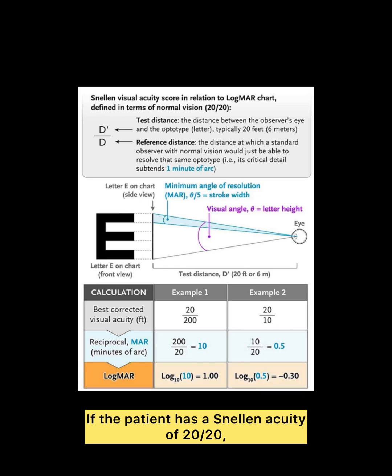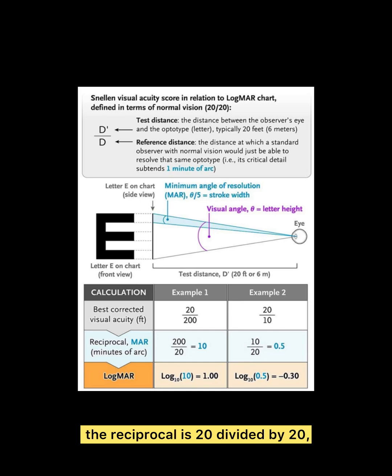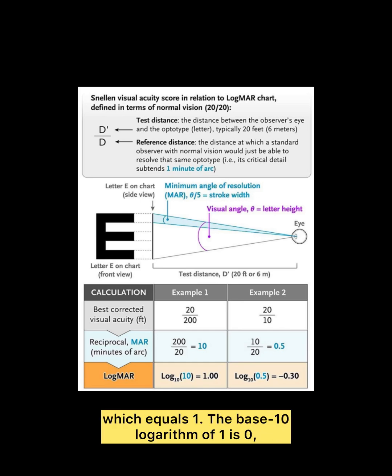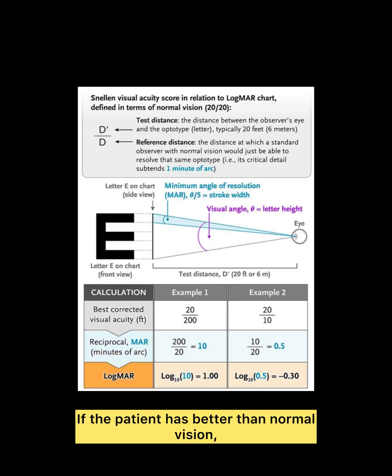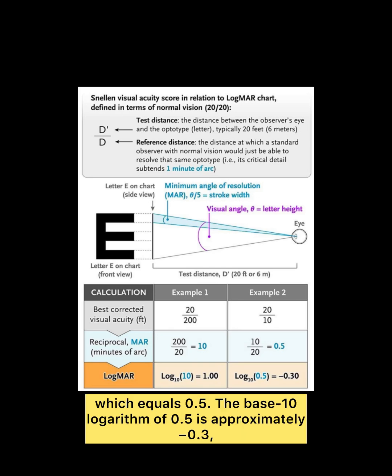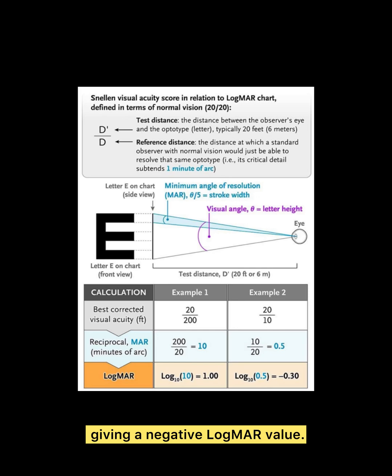If the patient has a Snellen acuity of 20/20, the reciprocal is 20 divided by 20, which equals 1. The base 10 logarithm of 1 is 0, so normal vision corresponds to LogMar 0. If the patient has better than normal vision, such as 20/10, the reciprocal is 10 divided by 20, which equals 0.5. The base 10 logarithm of 0.5 is approximately -0.3, giving a negative LogMar value.